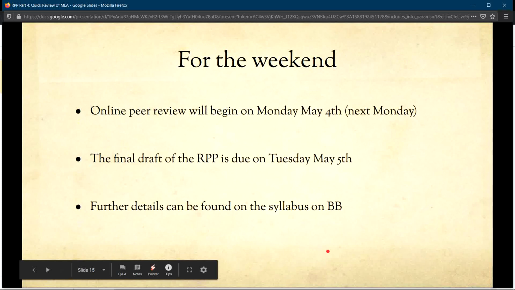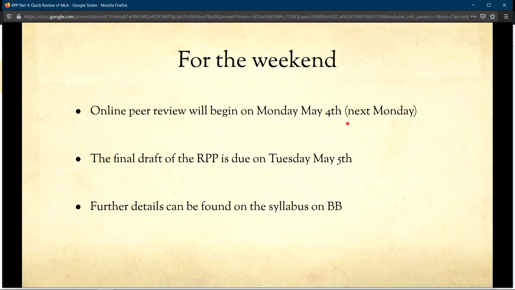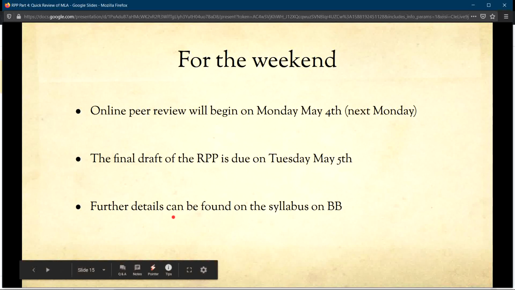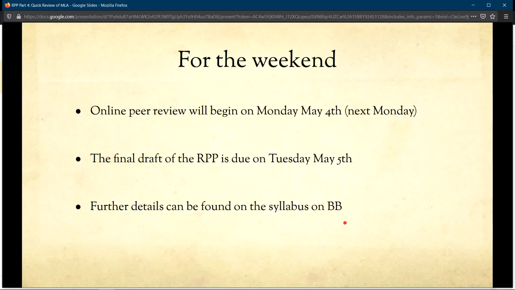So for this weekend, what you should be working on is finishing your draft. And these are some reminders, things that you should be writing down for yourself, or however you keep track of due dates. Online peer review will begin on Monday, May 4th, which is next Monday. The final draft of the RPP, or the Research Positions paper, is due on Tuesday, May 5th by midnight on Blackboard. And further details about due dates and our last remaining week of class and schedule can be found on the syllabus on Blackboard under the syllabus tab.